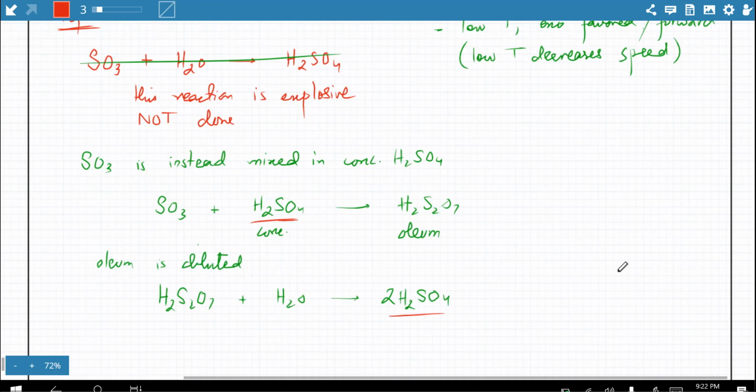Because directly adding it into water, that was explosive. SO3 can be added to water. It would make sulfuric acid, but the reaction is too explosive and too violent to handle. So SO3 is instead mixed in concentrated sulfuric acid, which dissolves it. It absorbs it and forms this compound, which is oleum, which is then diluted by water, and that ends up forming sulfuric acid. And that's how you get your H2SO4.